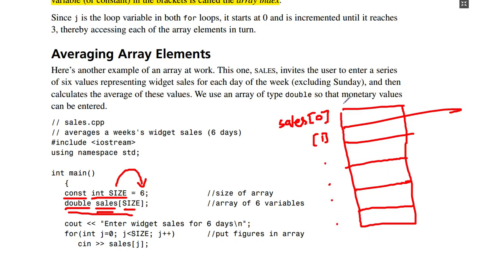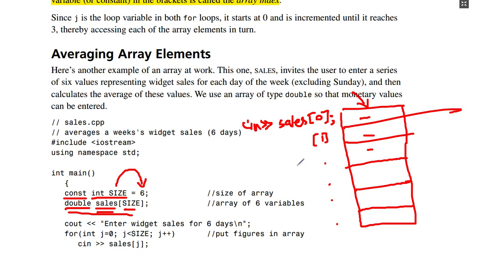If you want to write some number in this location, for example if you want the user to enter some number in this location, you just write cin sales 0. Whatever the user enters would be saved in this first location. Cin sales 1 would save the number in the next location, and so on. If you want to read the number saved in a location, all you have to do is write cout sales 0. You can also put them in an expression, for example a multiplied by b multiplied by sales 0.